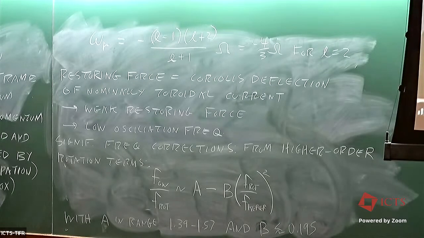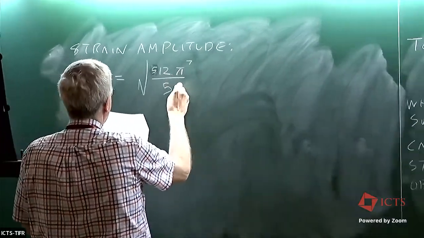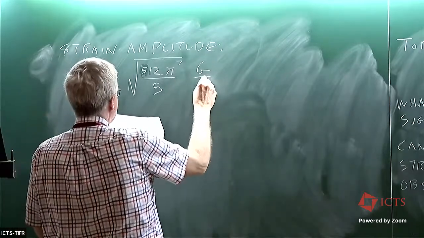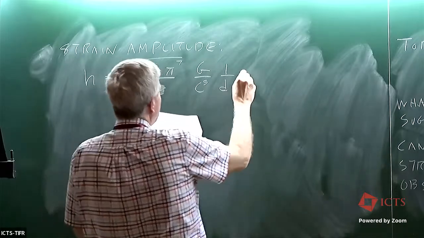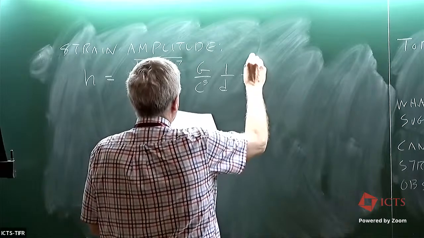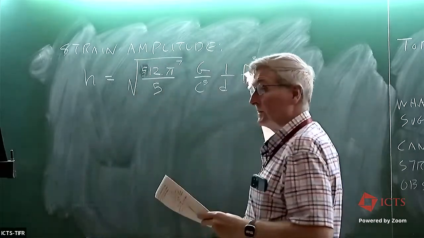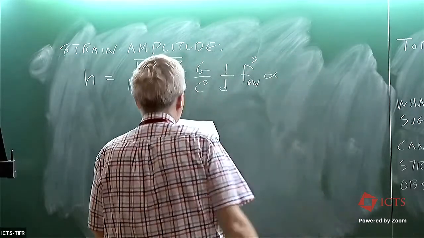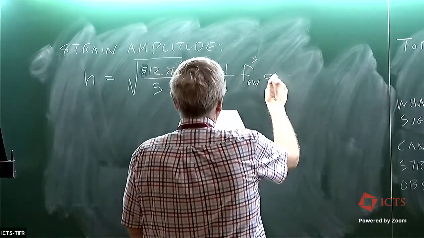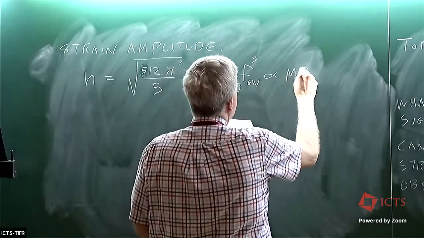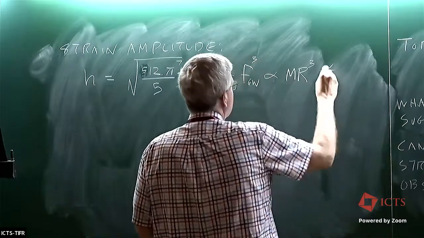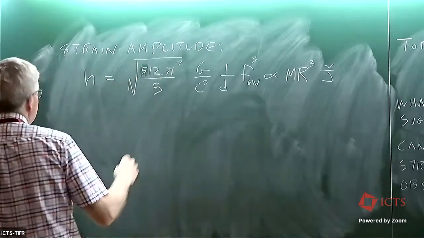So the strain amplitude looks like the following. H can be written as the square root of 512, very good sign, 512, pi to the 7th over 5 times G over C to the 5th, 1 over the distance to the source, FGW cubed, as opposed to the square that we saw in the case of mass quadrupole. This parameter alpha I'll come back to in a moment. The mass of the star, radius cubed of the star, and then a dimensionless parameter called J tilde. So let me just comment on those parameters. Well, first let me give you some numbers and I'll comment.